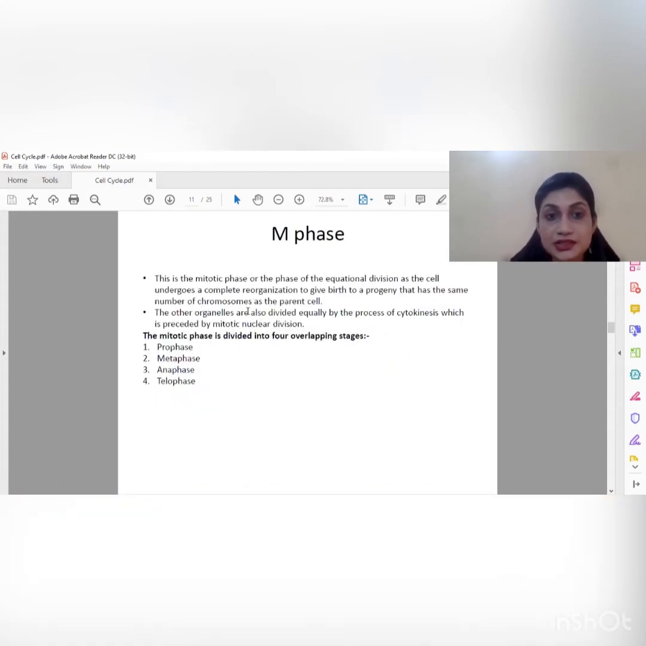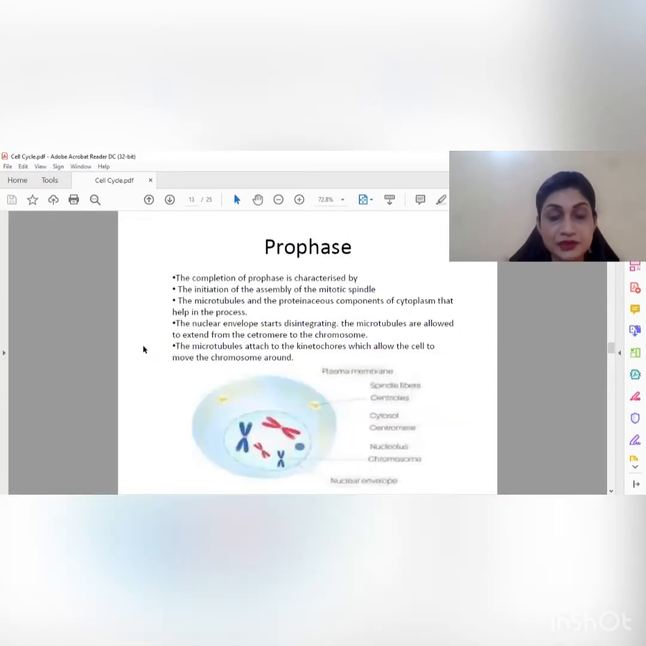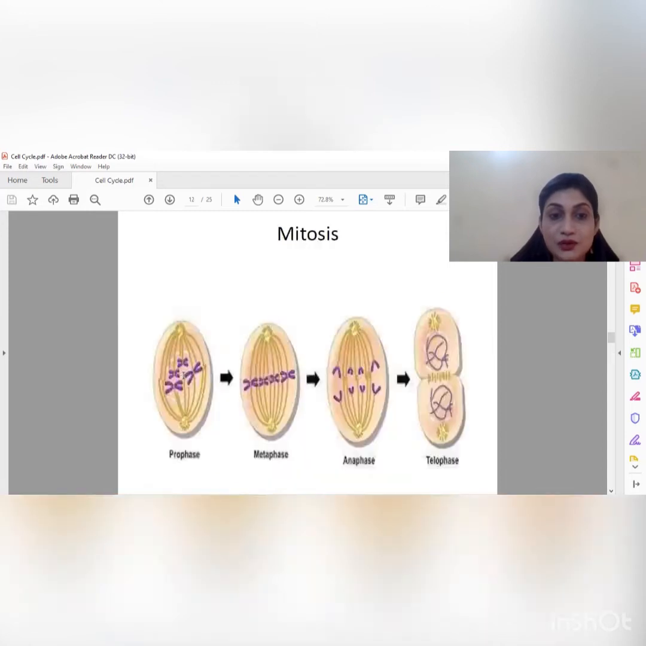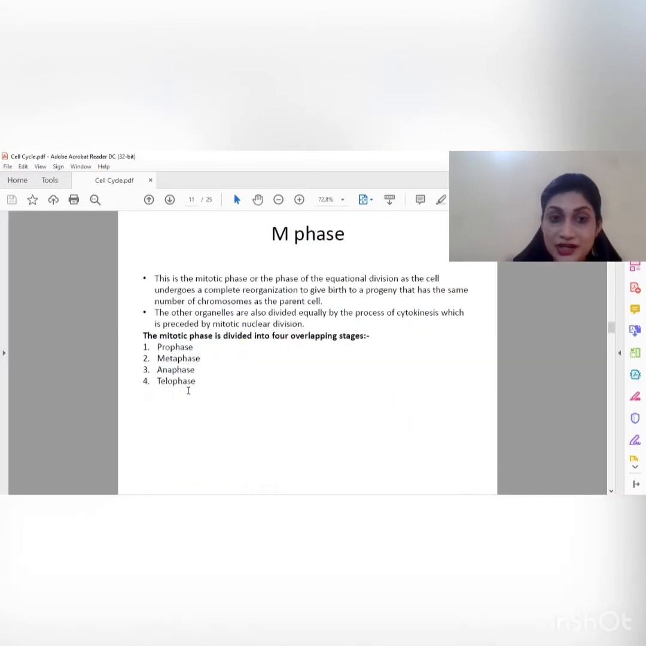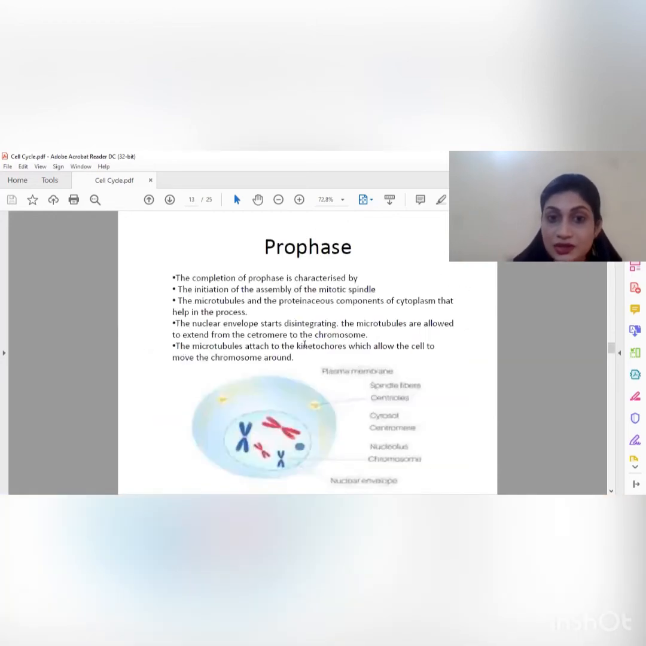The other organelles. So where were we? The microtubules attach to the kinetochores, which allow the cell to move the chromosomes around. So what are kinetochores? Kinetochores, you see over here, are just adjacent to the centromere, and they help the chromosome get attached to the microtubules.